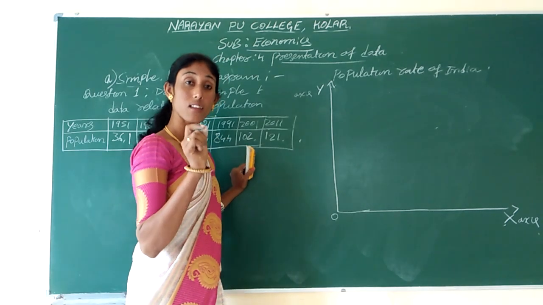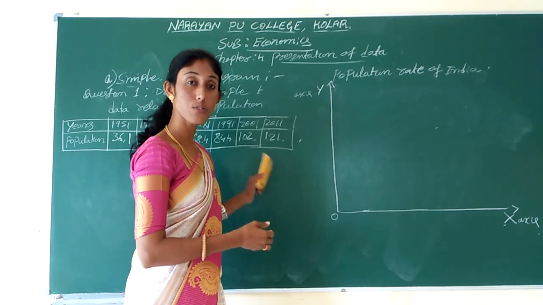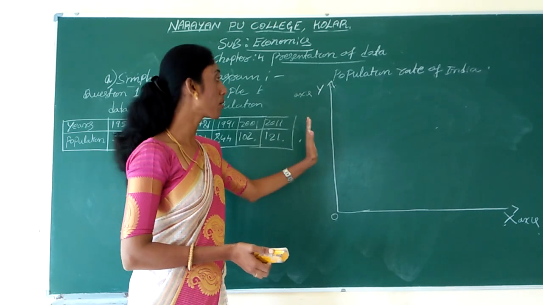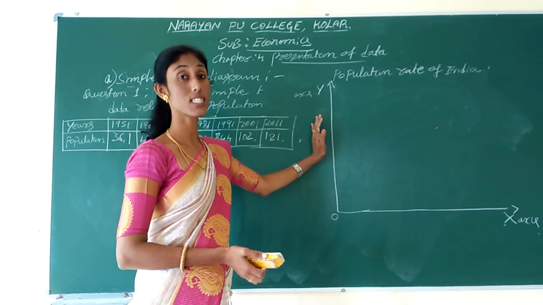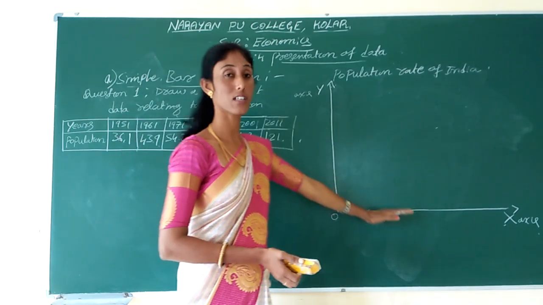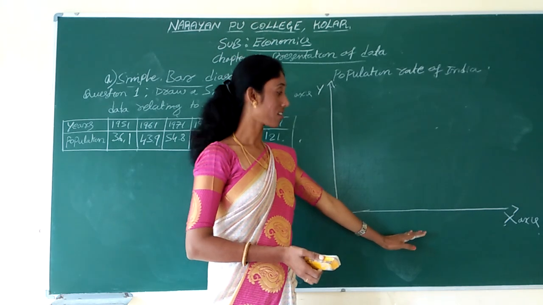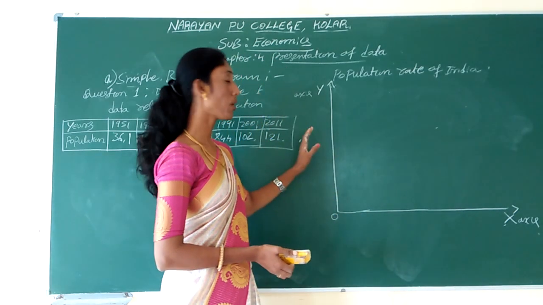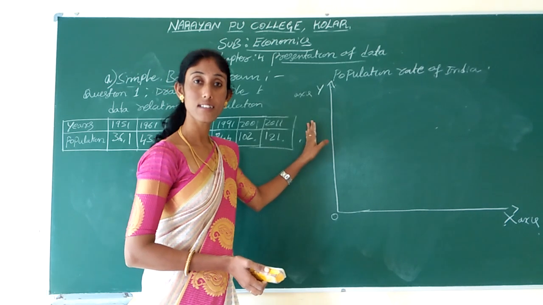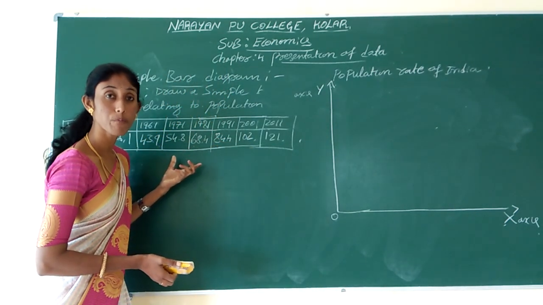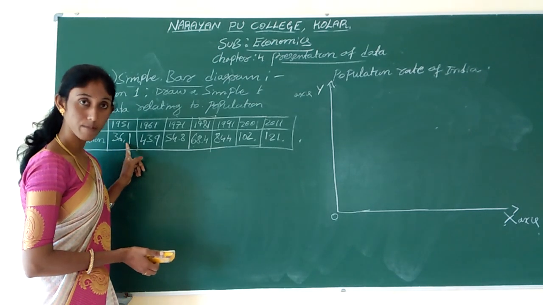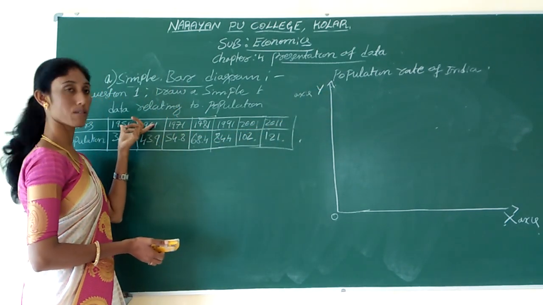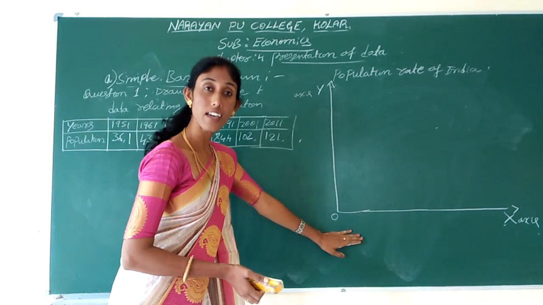Always keep in your mind that the variables, the changing factors, we usually measure on the y-axis, and the constant factors we measure on the x-axis. Here, which is the variable factor? The variable factor is population, right? Then the population we measure on the y-axis, and the constant factor, like years, we measure on the x-axis.